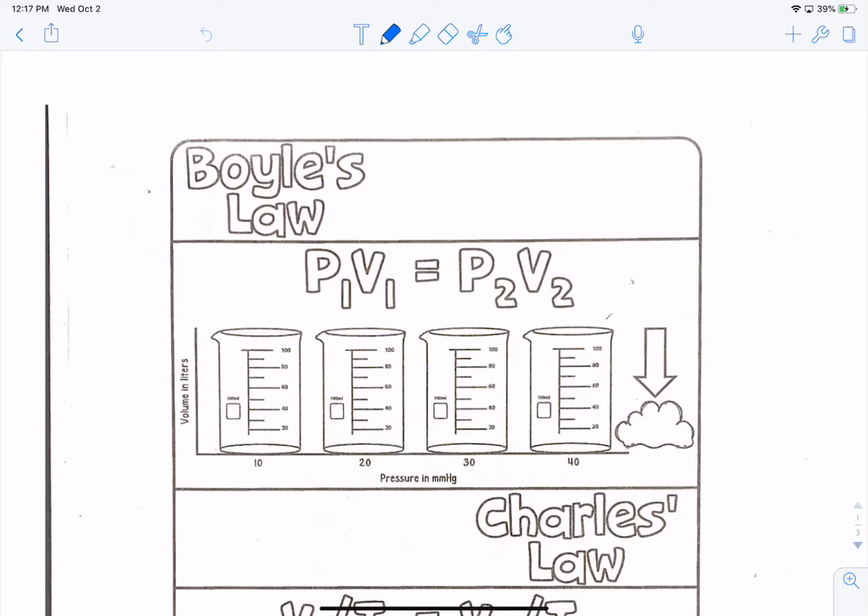Temperature. So the constants are temperature, and we'll call that T. What else are we not changing? Brian? The number of particles. Yeah, the amount of particles.